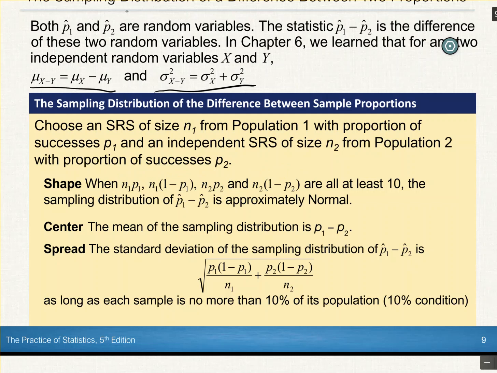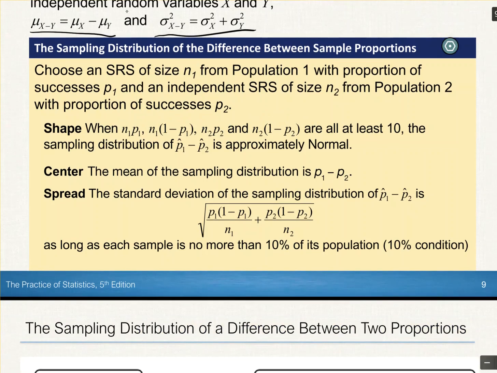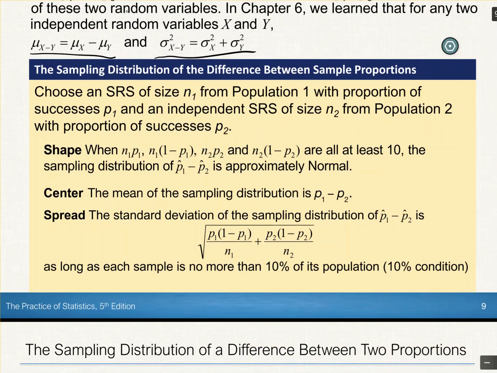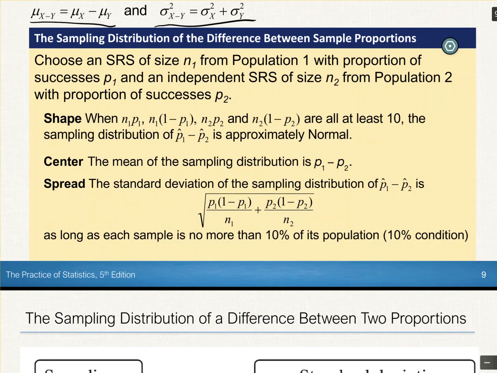And then again, the mean, we just talked about that. We just subtract the two means. And now the standard deviation, where does this formula come from? Well, remember, sigma p1 was equal to the square root of p1 times 1 minus p1 over n. If I could write a little bit better.